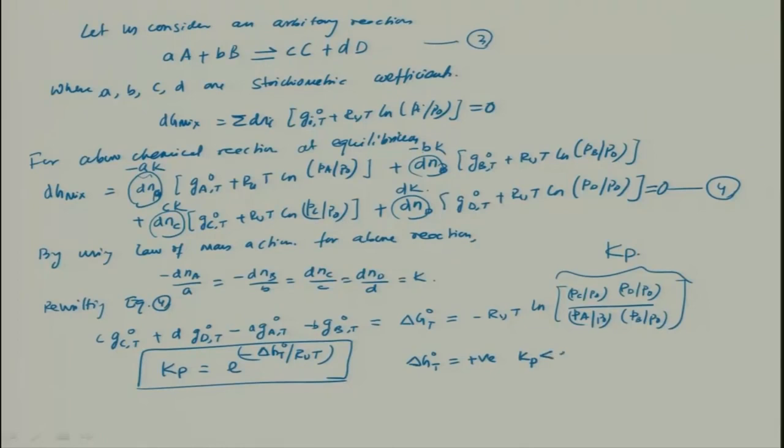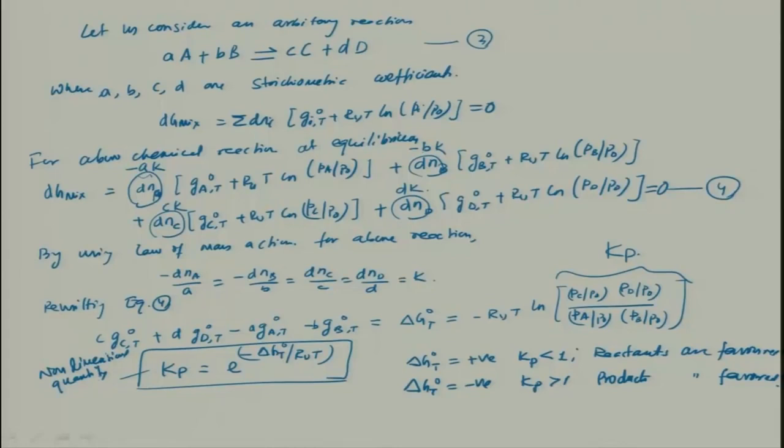Kp will be less than 1, so reactants are favored. If delta G T naught is a negative value, Kp is greater than 1 and products are favored. Keep in mind that Kp is a non-dimensional quantity, that means it is unitless. And Kp is a function of temperature only; it is not a function of pressure.